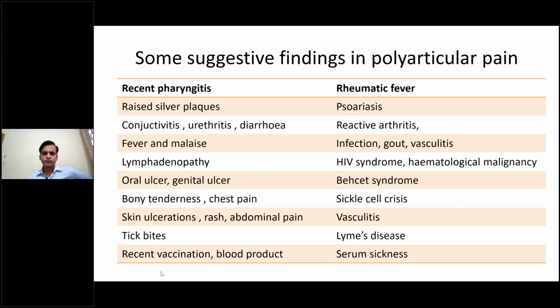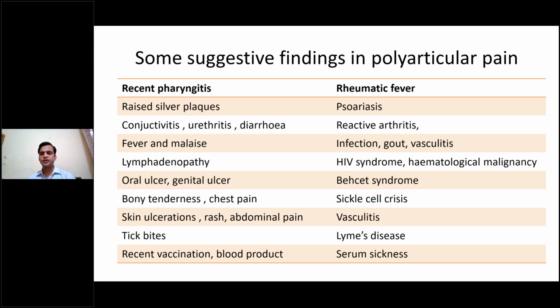So some suggestive findings in polyarticular pain: raised silver plaques are classically seen in psoriasis. A patient having urethritis, arthritis, and mucous membrane inflammation, or diarrhea meaning bowel gut inflammation, is likely to have reactive arthritis. If the patient has fever, it is suggestive of infection. The fever may also be there in vasculitis, gout, or rheumatoid arthritis. Lymphadenopathy is chiefly seen with HIV syndrome or hematological malignancies.